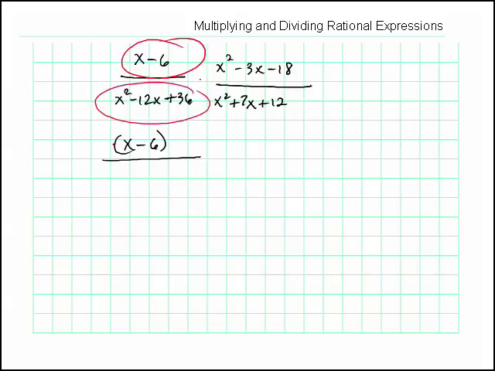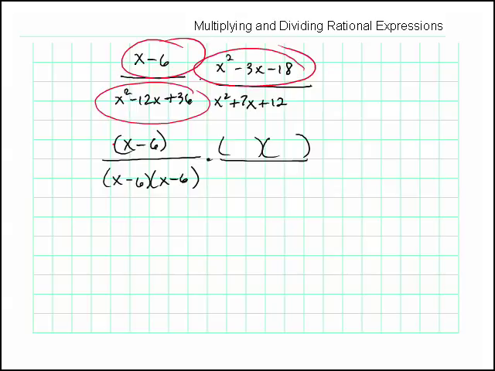This one down here will factor to x minus 6 times x minus 6. This trinomial, the two numbers that multiply to negative 18 but add up to negative 3 would be negative 6 and positive 3. And this one would be x plus 4, x plus 3. Everything's factored. Let's see what we can cancel.